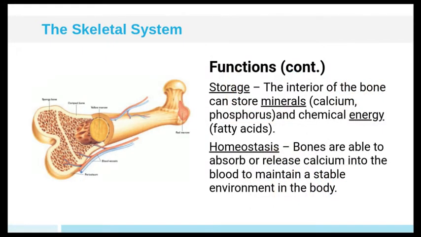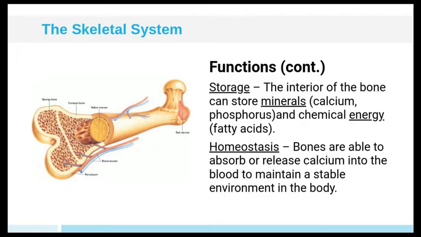So another function is storage. The interior of the bone can store minerals like calcium and phosphorus and chemical energy such as fatty acids, and that's kind of where the yellow bone cells come in because they're actually fat storage sites.